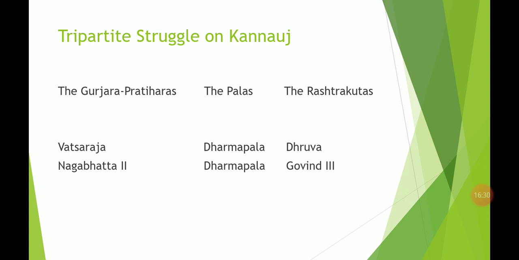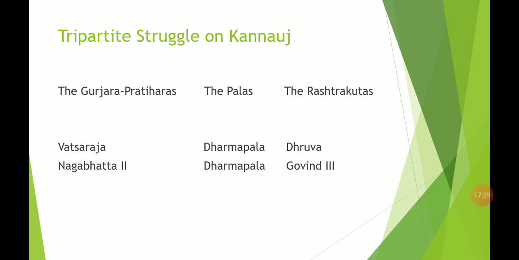Here Dhruva from the Rashtrakuta dynasty was also there. He had also heard a lot about northern India. The Rashtrakutas belonged to the southern part of India, the Deccan. They also wanted to conquer Kannauj, because they had heard a lot about its bountiful resources. So Dhruva came to Kannauj, fought with Vatsaraj and conquered Kannauj. After conquering Kannauj, he put in place one vassal named Chakrayudh in place of the Rashtrakuta dynasty.